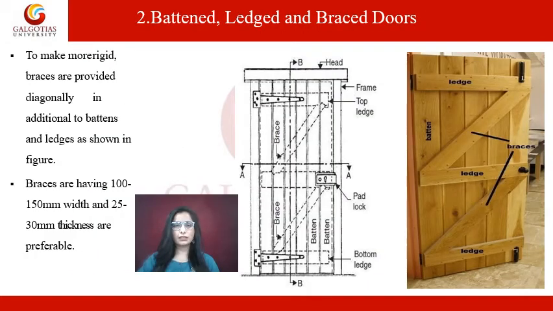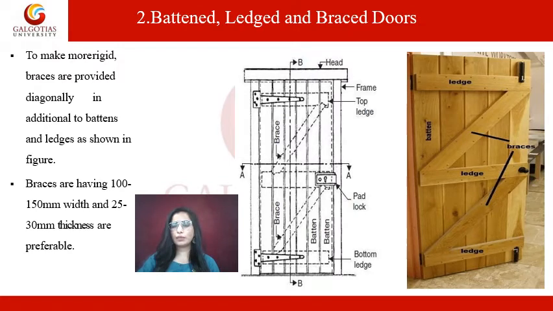Next is the batten, latched and braced door. As I mentioned in the previous slide, the batten and latch door has a slight addition in this type of door. We are adding just this diagonal member which is known as the brace. So this is called the batten, latched and braced door. To make it more rigid, braces are provided diagonally in addition to battens and ledges, as shown in this figure.